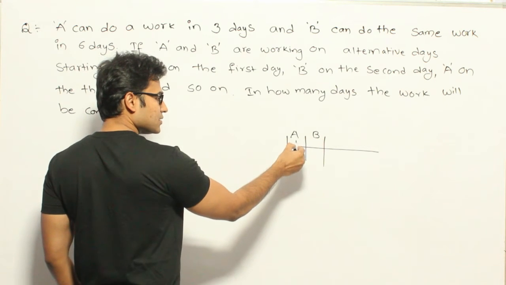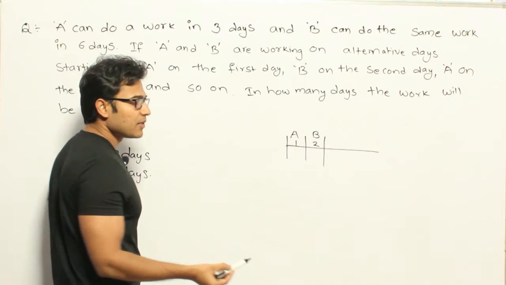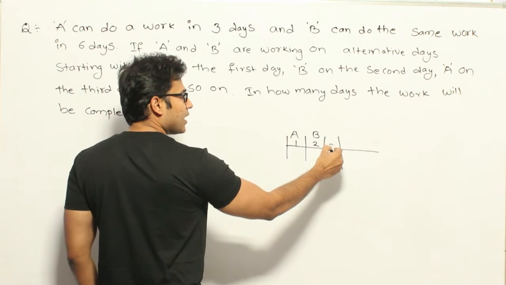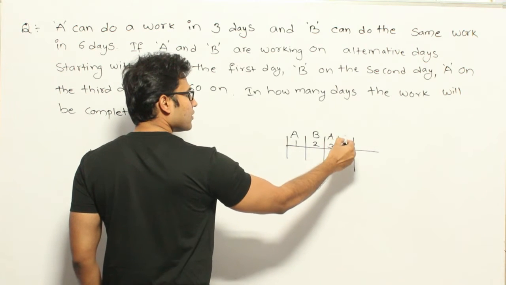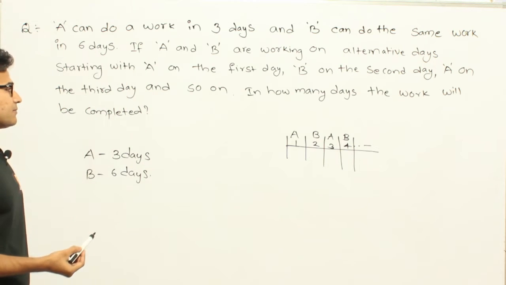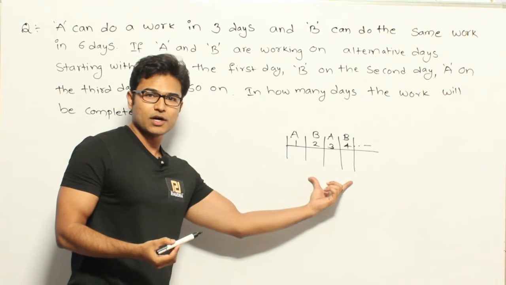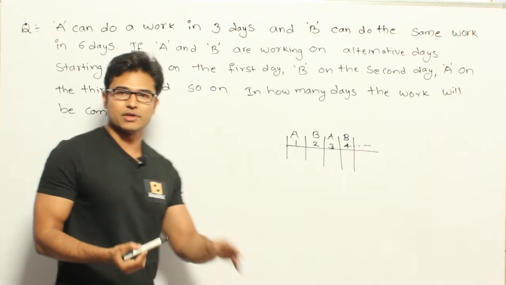If you think that it is day 1, on day 2 B is going to work. If work is still remaining, on day 3 again A is going to take and work, and again on day 4 B is going to work, right? So this way they are trying to do the work. Now they are asking, if this is the way they are doing the work, how many days will it take for them to finish the work? That is what is asked.